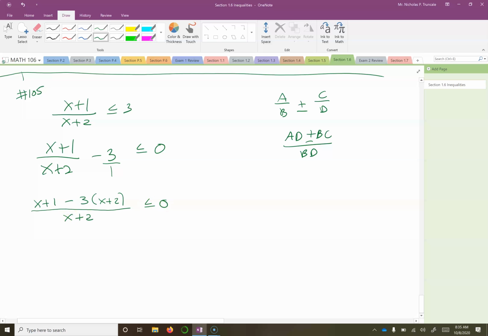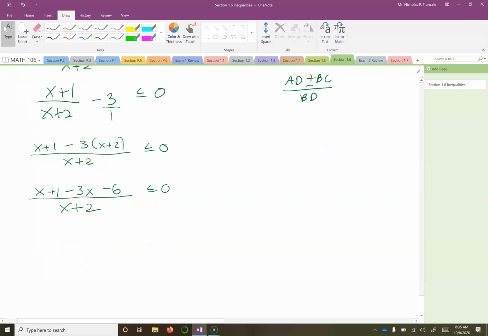And now we'll simplify the numerator. And let's see what we'll get. x plus 1 minus 3x minus 6. And then x plus 2 remained on the bottom. And then simplifying a little more up here, we're going to have negative 2x minus 5 all over x plus 2. All right, now we're ready to put some stuff on the number line.